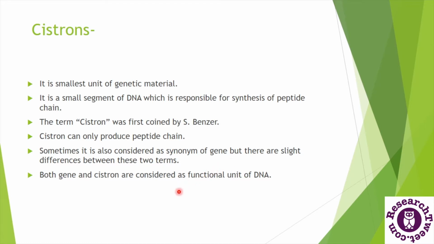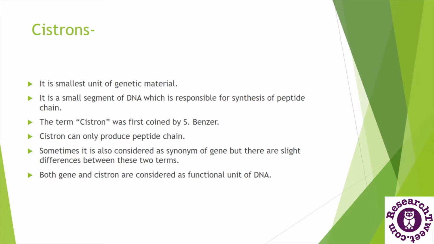So here we understand the differences between gene and cistron, but both gene and cistron are considered functional units of DNA. We know that a gene is termed the smallest unit of inheritance. Similarly, a cistron is termed a unit of heredity.